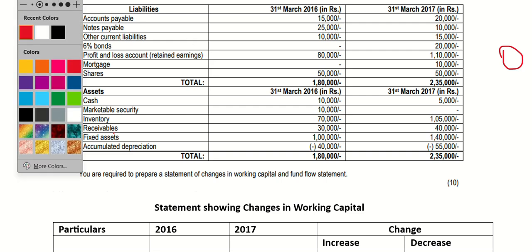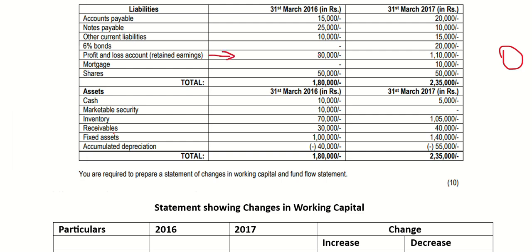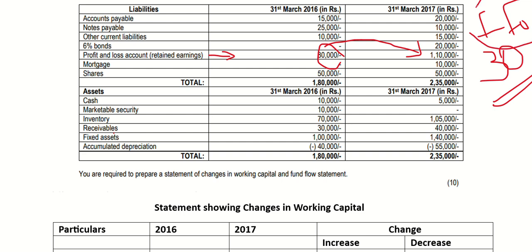Remember, profit and loss account balances are taken as fund from operation. We can see the difference. The profit in the year 2016 was 80,000. It has increased to 1,10,000. So there is a difference of 30,000. This difference is termed as fund from operation. It is, of course, a source of fund. We have received more profit, which means it is a source. It is an income for the business, no doubt. It has another name, fund from operation.